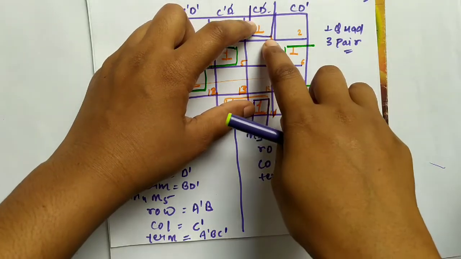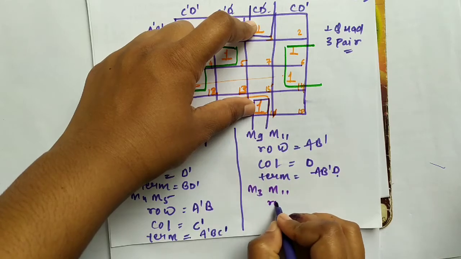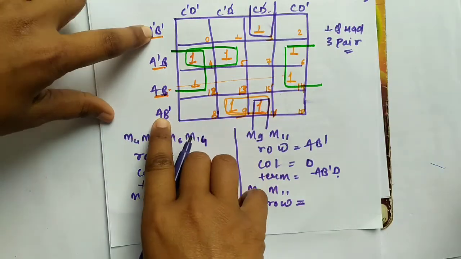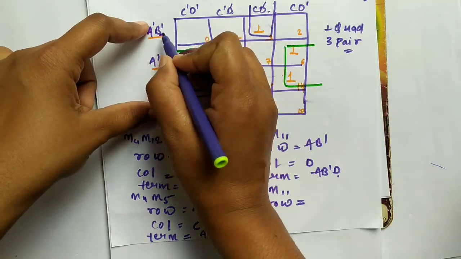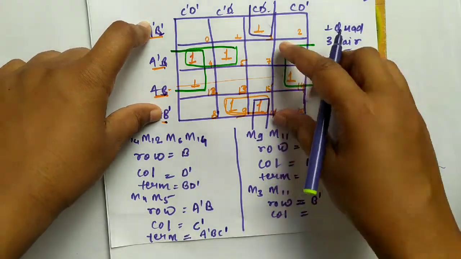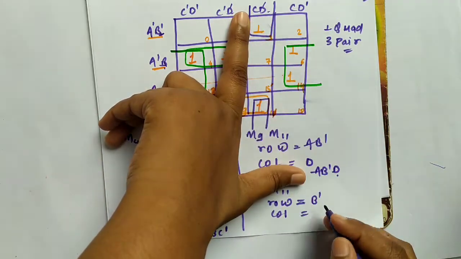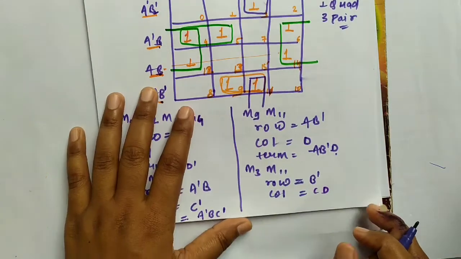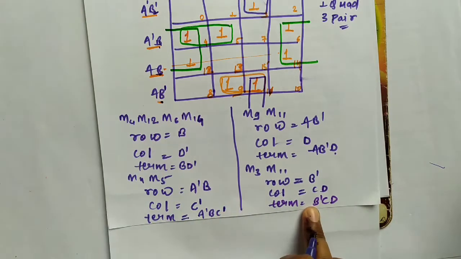Next one is the last pair, that is M3 and M11. For the row, there are two different rows, the first and the last row. The common value is B dash. So we can write B dash. And for the column, both are in one column. The name of the column is CD. So the term is B dash CD.